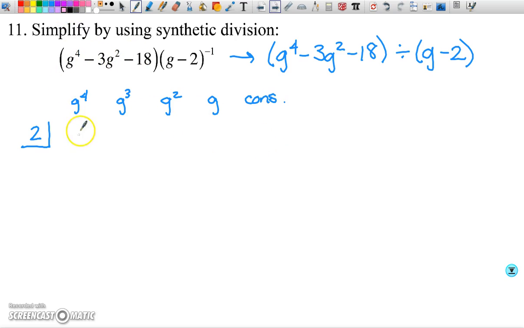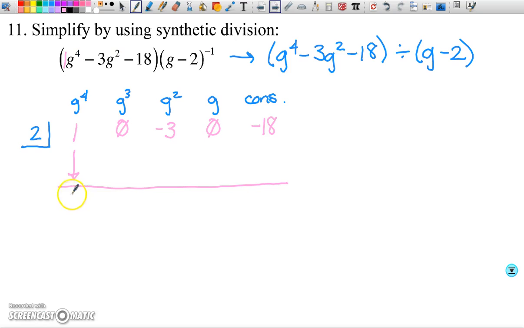So when we fill everything in, g to the 4th is a 1, because there's a 1 right there. G cubed is negative 3. Or I'm sorry, not g cubed. We don't have a g cubed, so that's 0. G squared is a negative 3. G we don't have, so that's 0, and our constant is a negative 18. And so this one is just a big spiral.